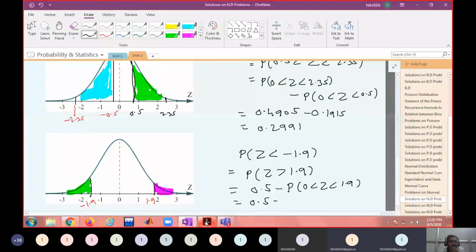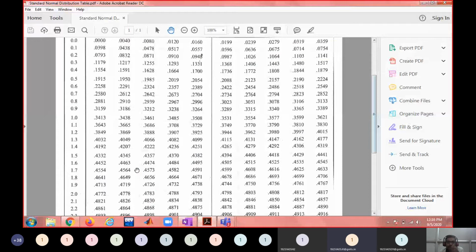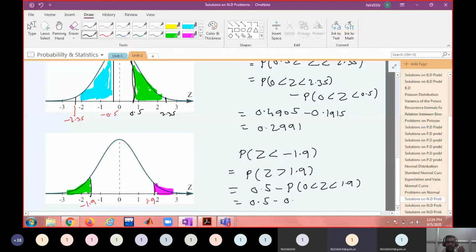So what is the area from 0 to 1.9? Look at 1.90. 0.4713. So what is the simplification? 0.0287. Okay.